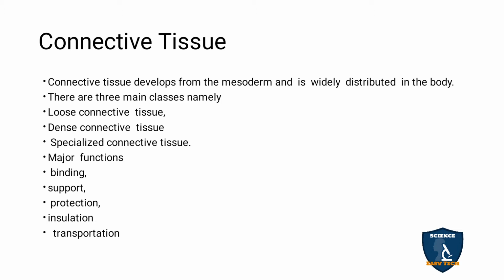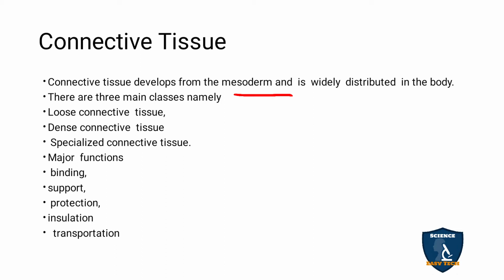So, how is it going to connect? That we will see. Before that, where is it originated? This connective tissue originates from the mesoderm and is widely distributed throughout the body. Mesoderm means, in the embryonic origin, there are three layers: ectoderm, endoderm and mesoderm. The mesoderm is the middle layer. From that mesoderm only, this connective tissue has developed.